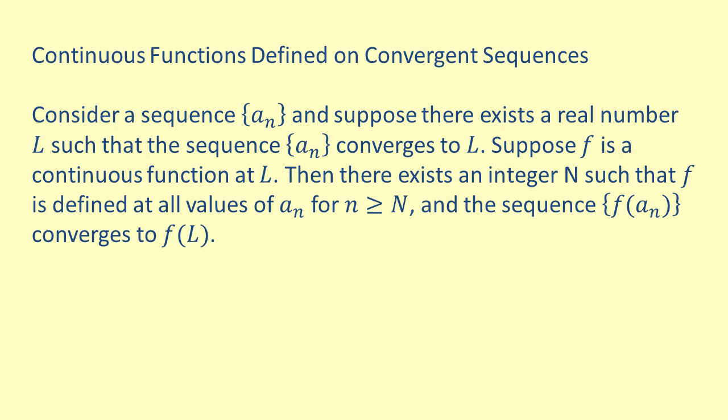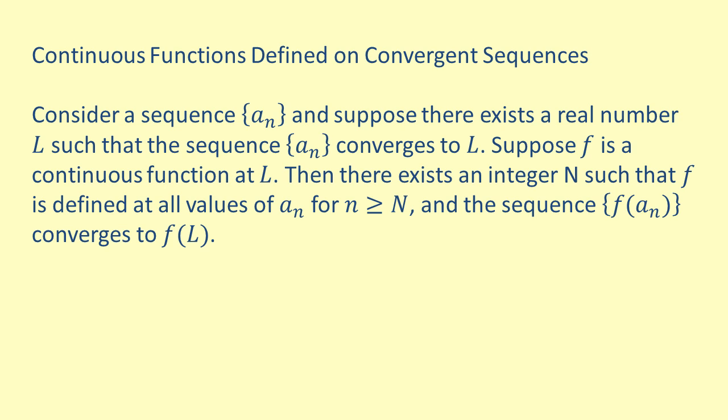Because of this, we can say that there exists an integer capital N such that f is defined at all values of a sub n for all values of little n that are greater than or equal to the integer capital N. Since f is defined at all values of a sub n that satisfy this condition, we can say that the sequence f of a sub n converges to f of L.